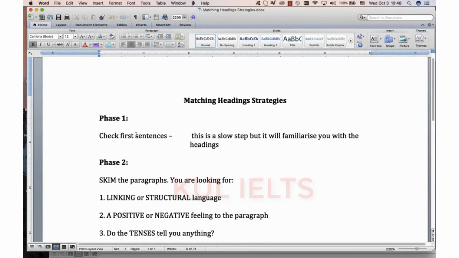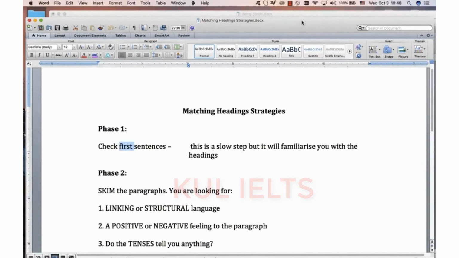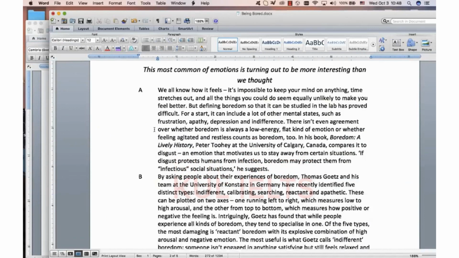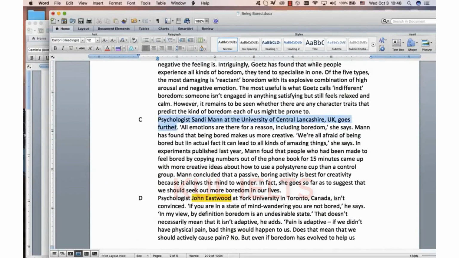And what I want to focus on in this matching headings reading is that it's not always the first sentence. Sometimes it's the first and the second sentence. Maybe in matching reading 1 it'll be the first sentence, but it really depends on the style of the writer, whether the first sentence of the paragraph is his topic sentence. Some writers don't do it like that, and this is a very good example, so let me show you what I mean. This writer over here, he does something like this.